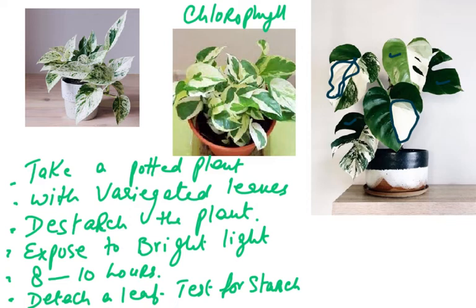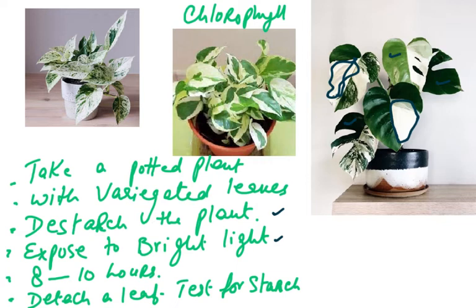So what we do is we take a potted plant with variegated leaves and then we keep it in the dark, so we de-starch the plant, right? Now you expose it to bright light for 8 to 10 hours. Now, if any photosynthesis is going to take place, it's going to take place because, first of all, when you de-starch the potted plant, all the starch was consumed, all the starch was used up. Now you're exposing it to bright light.